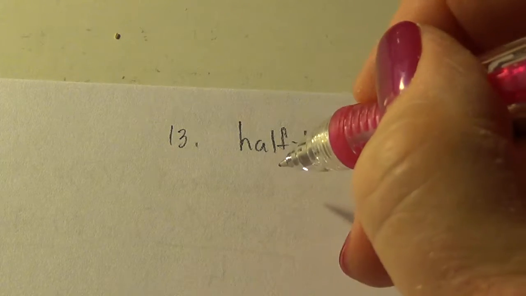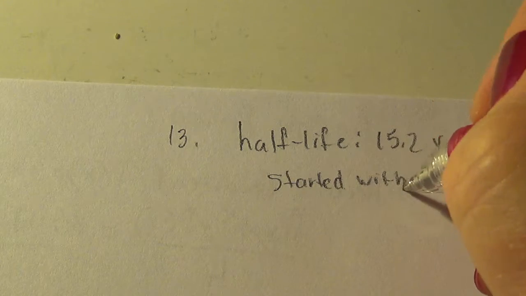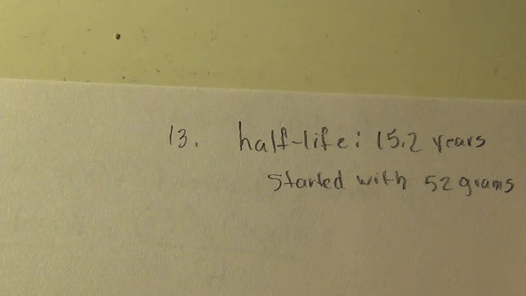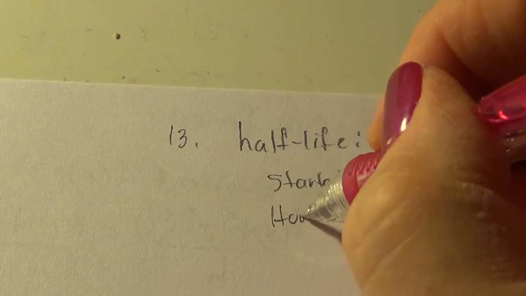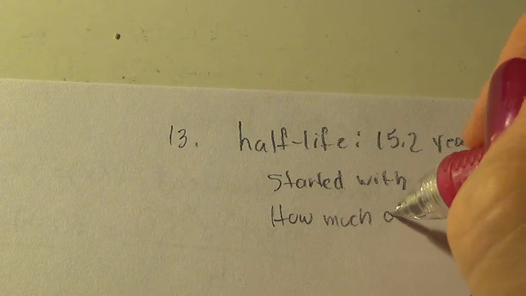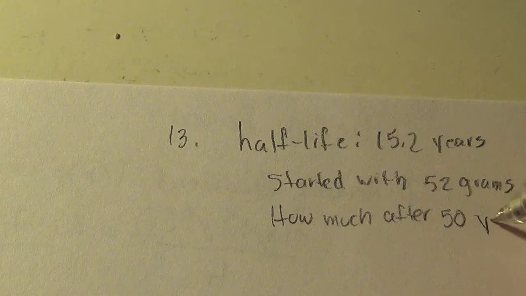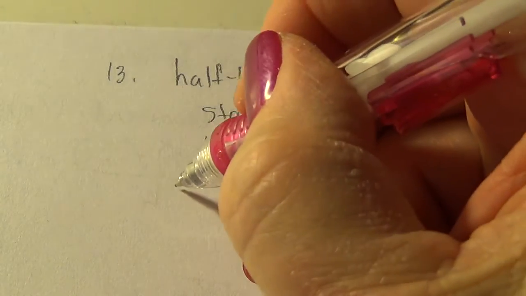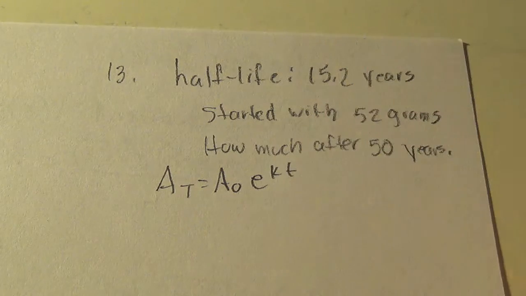So let's say we started with 52 grams of this element, and how many will remain after 50 years? This is a pretty typical problem, and you'll see that logarithms will allow us to do it. You'll recall that the basic form that we use to answer this question is this formula, which has to do with exponential growth and decay.